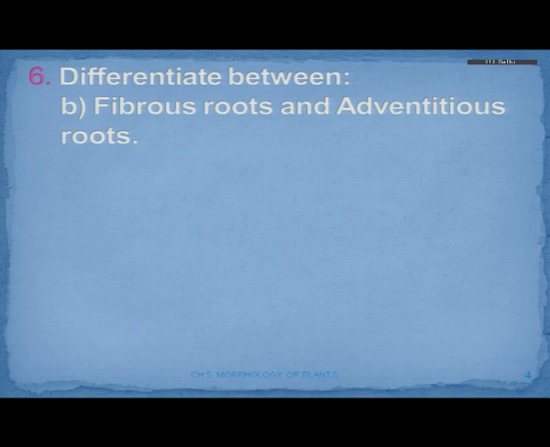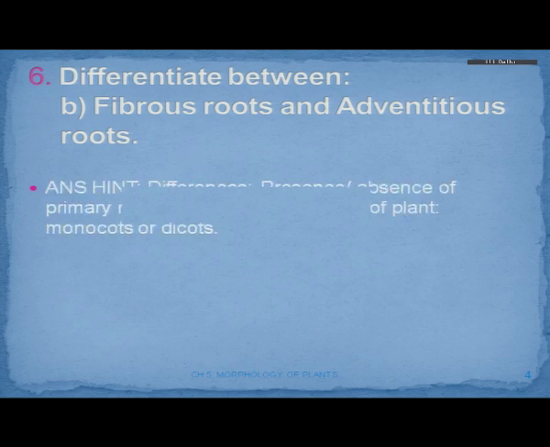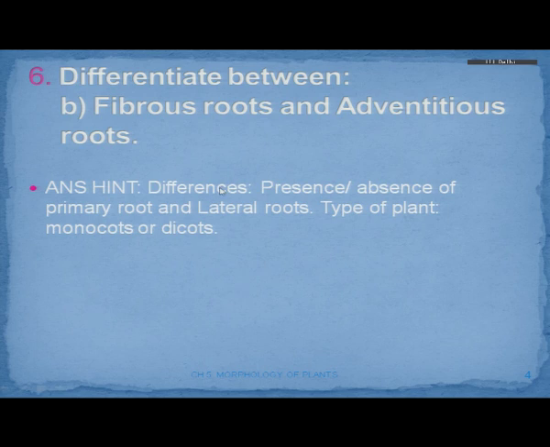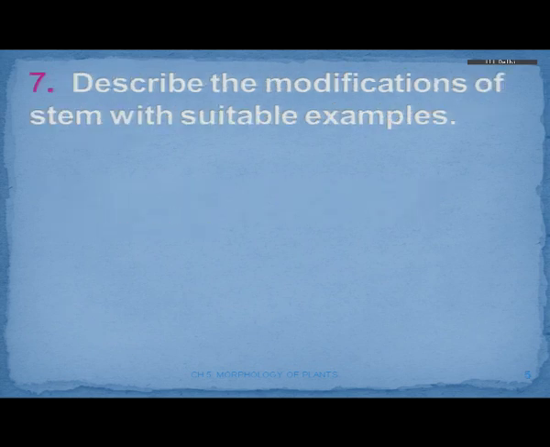Now, the next question was to differentiate between fibrous roots and adventitious roots. Again, while framing your answer, you should point out the presence or absence of primary roots and lateral roots. You should tell in which root, the fibrous root or adventitious root, primary roots are present and in which they are absent, and you can also make a point telling about the type of plants in which these roots are present, like whether in monocots or dicots you will find fibrous or adventitious roots.